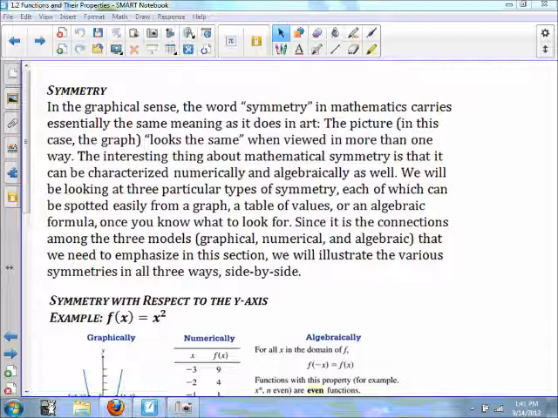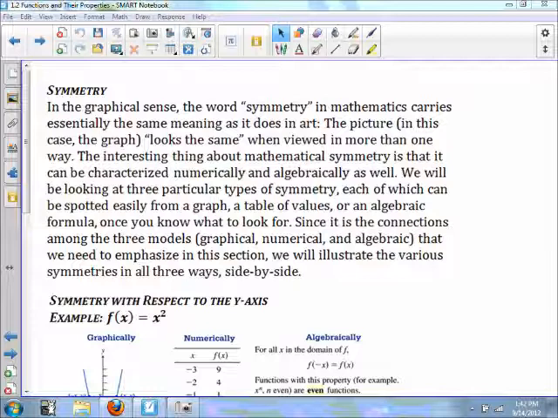Now, in the graphical sense, the word symmetry in mathematics carries essentially the same meaning as it does in art. The picture, in this case the graph, looks the same when viewed in more than one way. The interesting thing about mathematical symmetry is that it can be characterized numerically and algebraically as well.